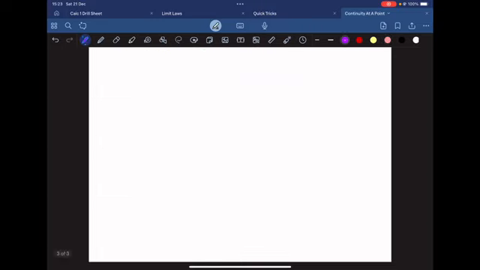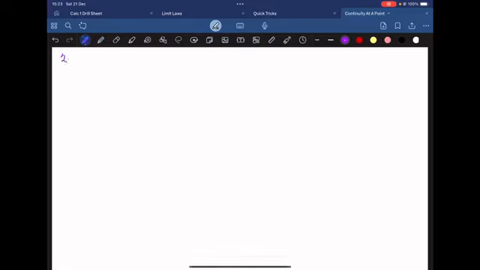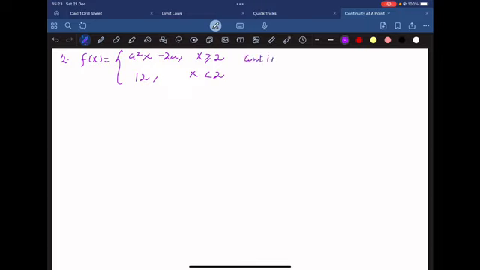Let's move on to the second one. For the second one, using the same thing, right? For what value of a will make this function a squared x minus 2a when x is greater than 2, then 12 when x is less than 2, continuous at every x?